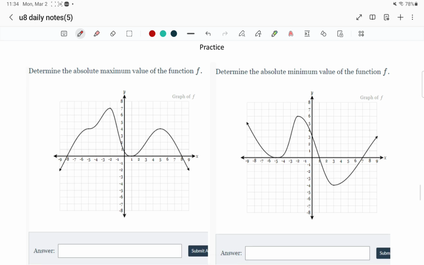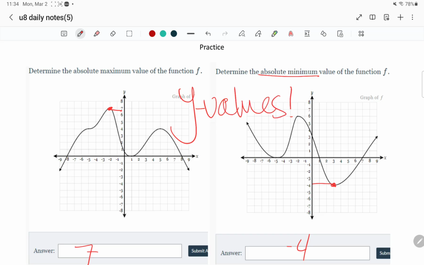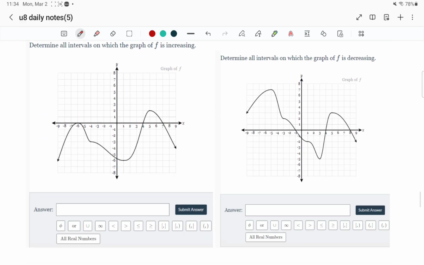Determine the absolute maximum. Well, there's the tallest point, and it's at 7. Determine the absolute minimum. There's the lowest point. This is y values, remember. We do x values for everything else except for this, okay? So when in doubt, x values.